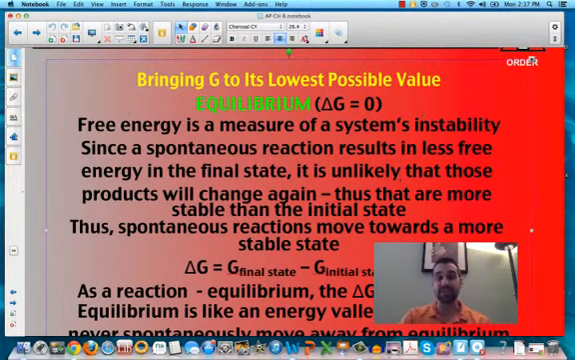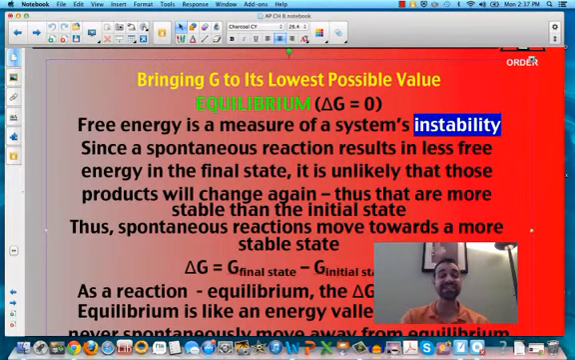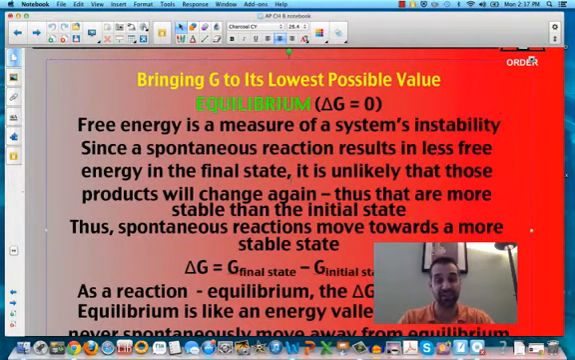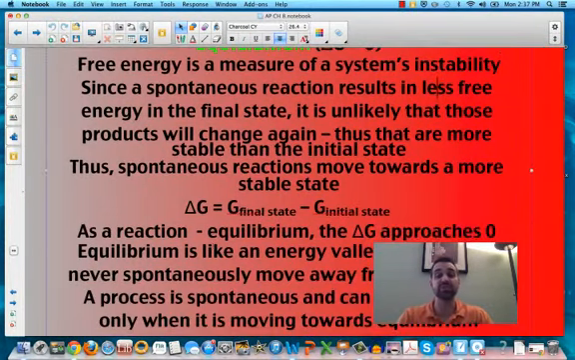Free energy is a measure of instability. So if something is a negative delta G, we know that it's going to be more stable, whereas a positive delta G means that it would be unstable because there's too much free energy there. So a spontaneous reaction will have less free energy in the final state, and it's unlikely that those products are going to change again because all the energy has been released. So our goal is essentially to release energy and to get to where our delta G is approaching zero.